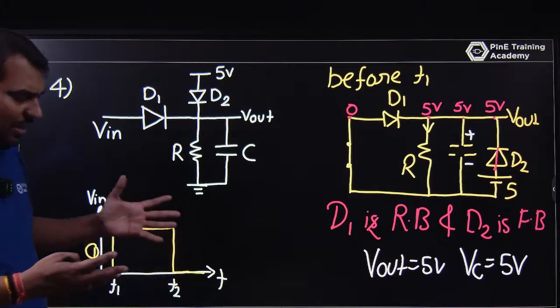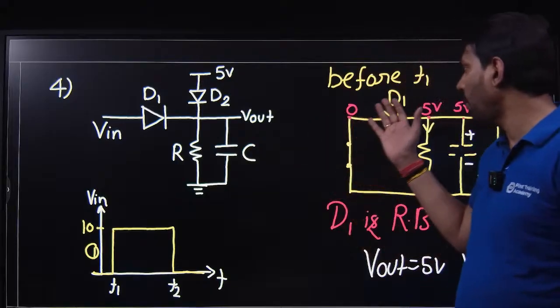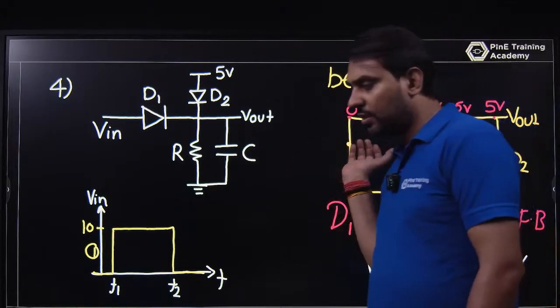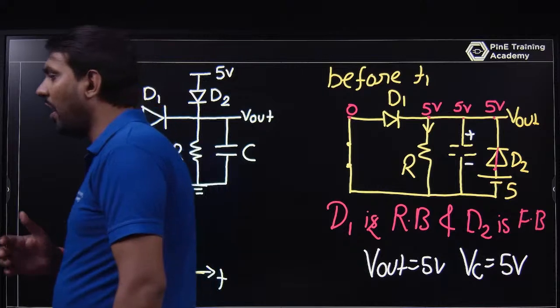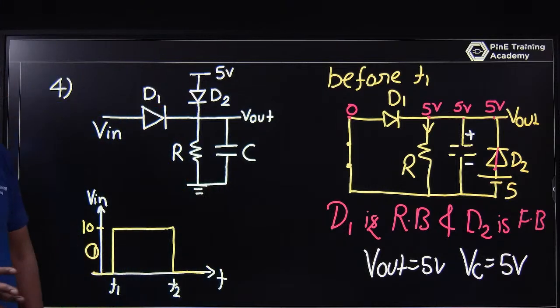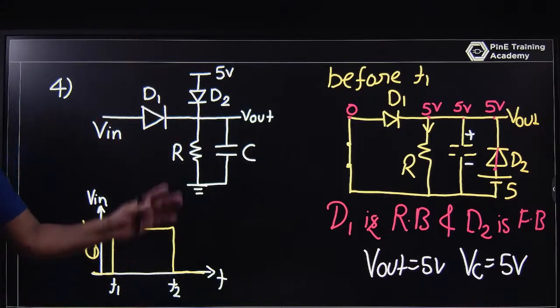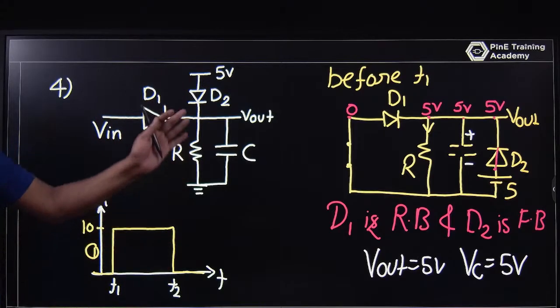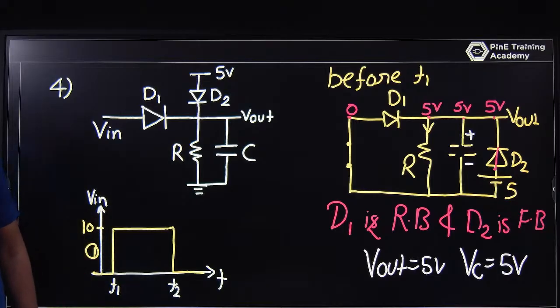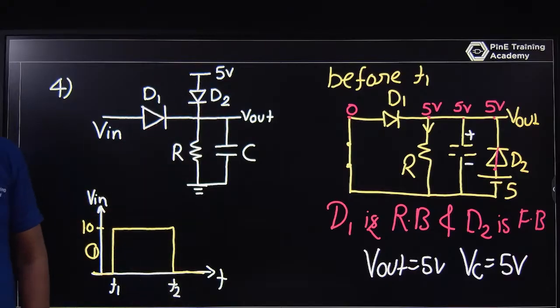Once you go for the interview, they will ask, before T1, what will happen on D1 and D2? So just figure out: D1 has its P side at 0 volt and on the N side you have 5 volt. So of course VA minus VB greater than V gamma fails here for D1. That's why D1 is reverse biased, and D2 has a supply and it will be forward biased. Is it okay? This is the way you can look at it.